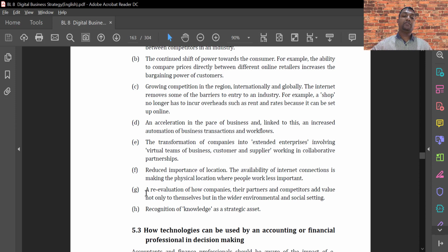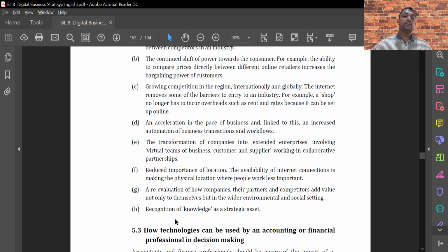And re-evaluation of how companies, their partners and competitors add value. This will have to be done because now the context has changed. You are not running your business in the area, and you are not running it in a local manner. This is open to other people as well. So you have to evaluate how you do everything in your business.